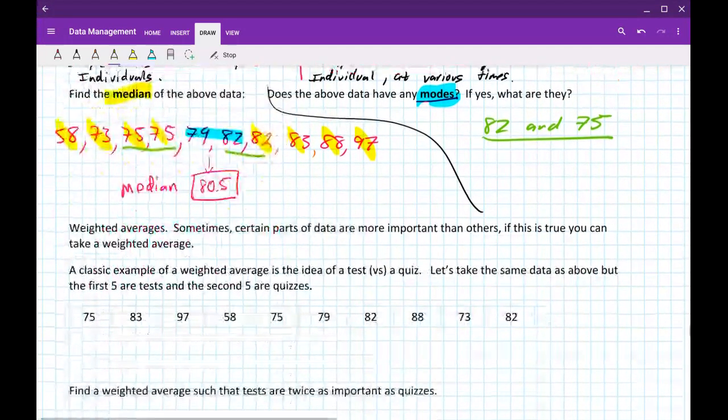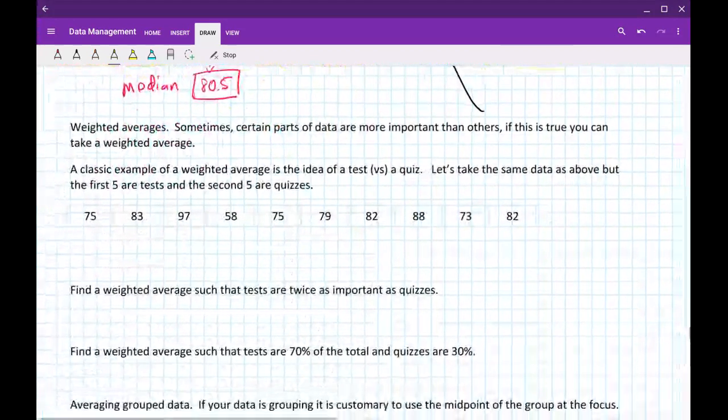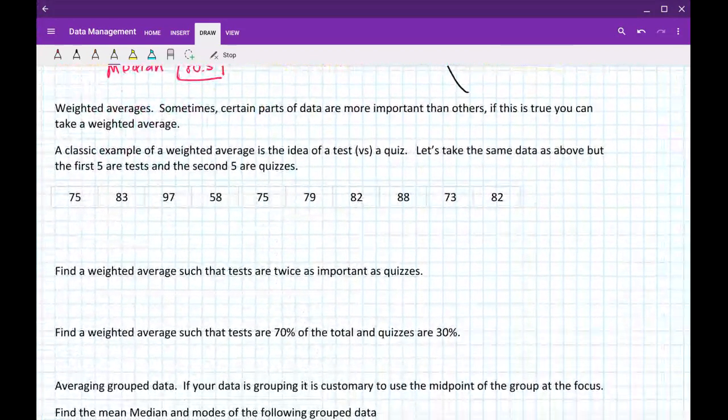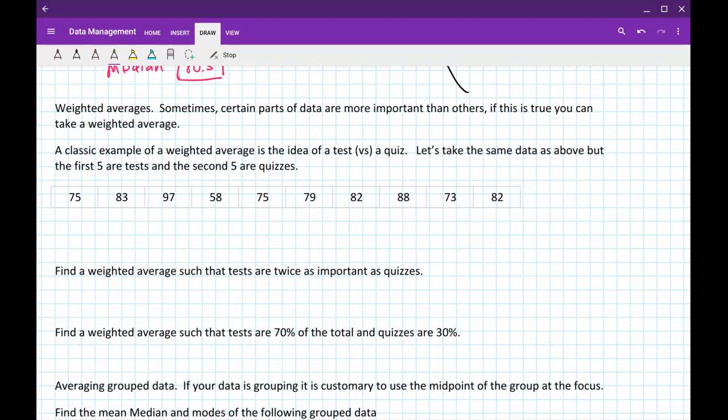Now, let's continue on. Weighted averages. Sometimes certain parts of data are more important than others. If this is true, you can take what's called a weighted average. A classic example of a weighted average is the idea of a test versus a quiz. So let's take some data, same data as above, but the first 5 happen to be tests, and the second 5 happen to be quizzes. Okay? Find the weighted average such that the tests are twice as important as the quizzes.